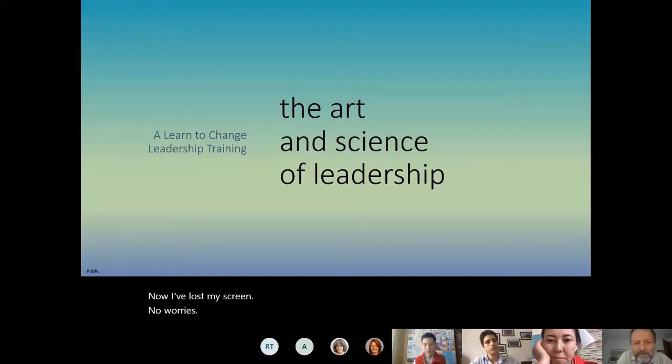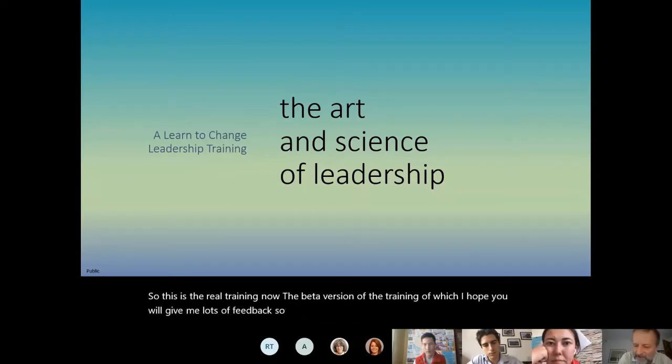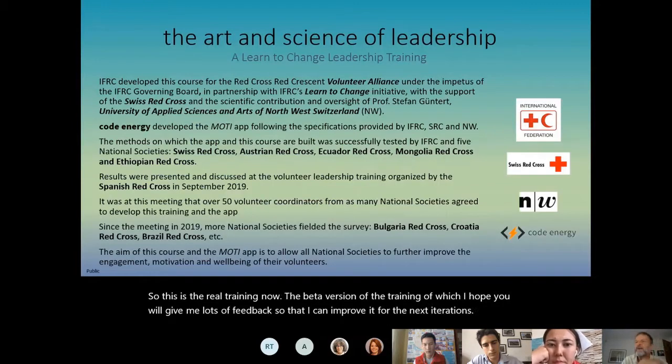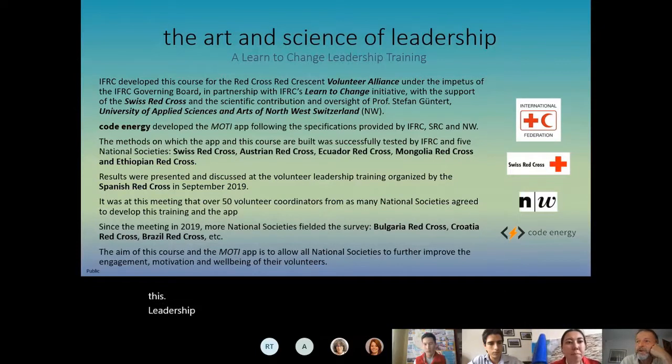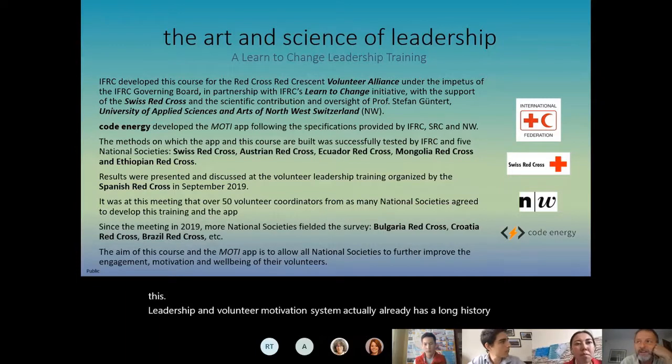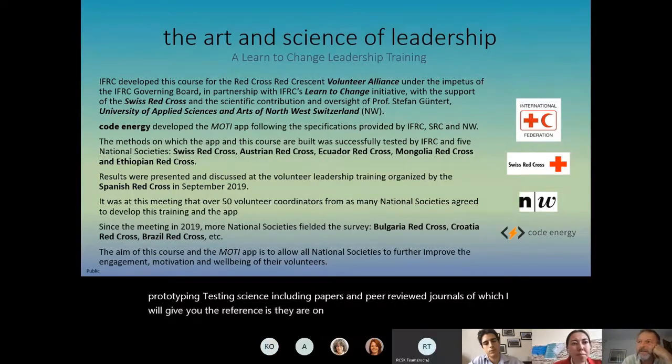So this is the real training now, the beta version of the training, on which I hope you will give me lots of feedback so that I can improve it for the next iterations. This slide I will go through very quickly. Basically, it says who's doing what, and that this leadership and volunteer motivation system actually already has a long history of prototyping, testing, science, including papers in peer-reviewed journals, of which I will give you the references. They are on the last slide.